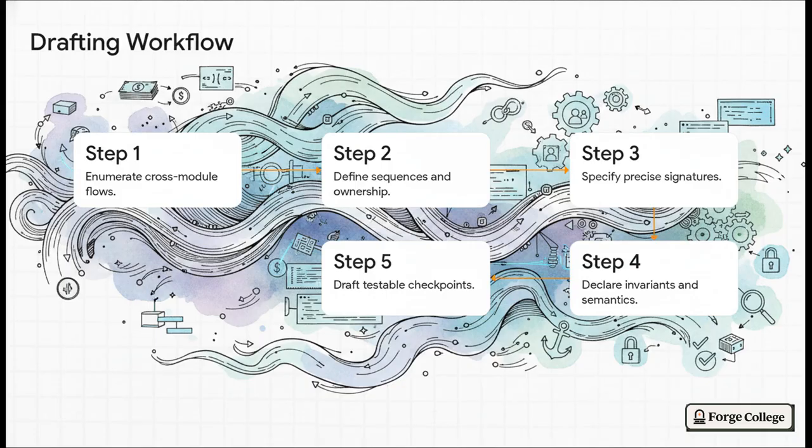Got those mapped? Great. Step 2. Define who calls whom and who owns what state. Step 3. Lock in those precise function signatures, zero ambiguity allowed. Step 4. Declare your invariants and semantics, what must always remain true. And lastly, Step 5. Draft testable checkpoints. If you diligently follow this sequence, actually sitting down to write the code just becomes a matter of executing a brilliantly laid out plan instead of just guessing as you type.